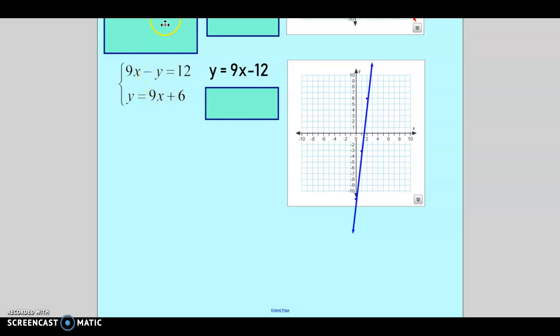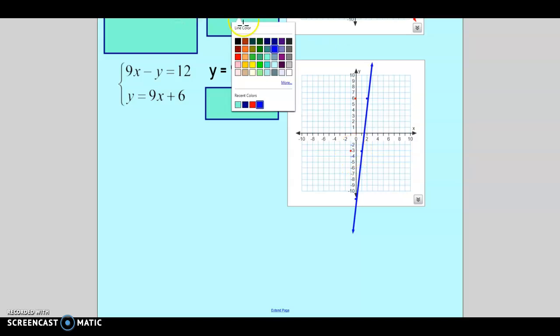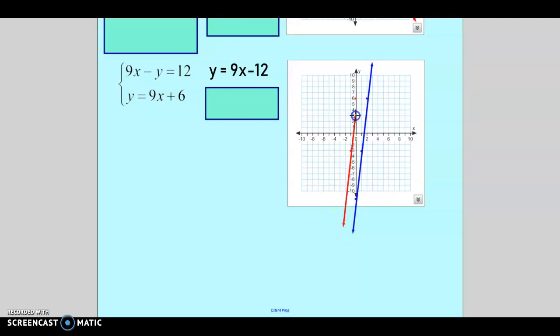And then the next one is already in slope-intercept form, so that's nice. So that's 9x plus 6. So that would be starting at a y-intercept of 6. And then I'd have to go up 9 and to the right 1, but I can also go down 9 and left 1 to get the same graph, just graphing a little bit easier based on my coordinate plane. And that would be what that graph looks like.